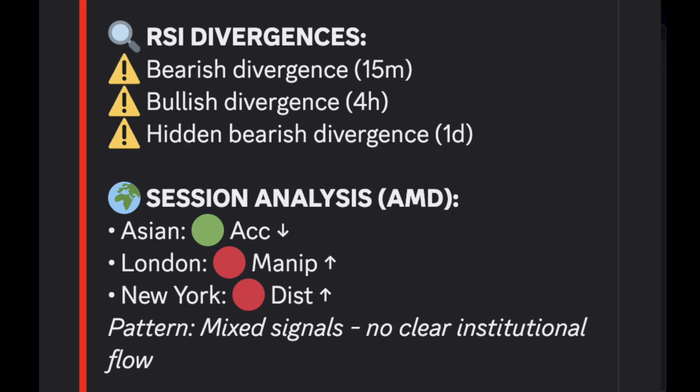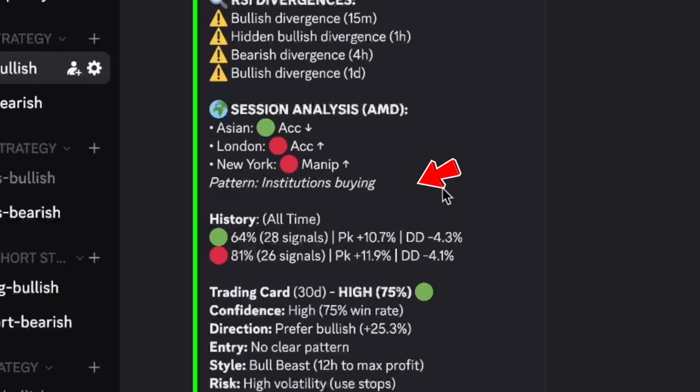Session analysis, AMD, or accumulation, manipulation, and distribution. What institutions did in each trading session. They also have a direction. Accumulation up, buying with conviction. Accumulation down, shaking out weak hands first. Distribution equals selling into you. Manipulation equals long wicks, no direction. Green dot means that this is the currently open session. Pattern is the one line to act on, the system's overall conclusion.